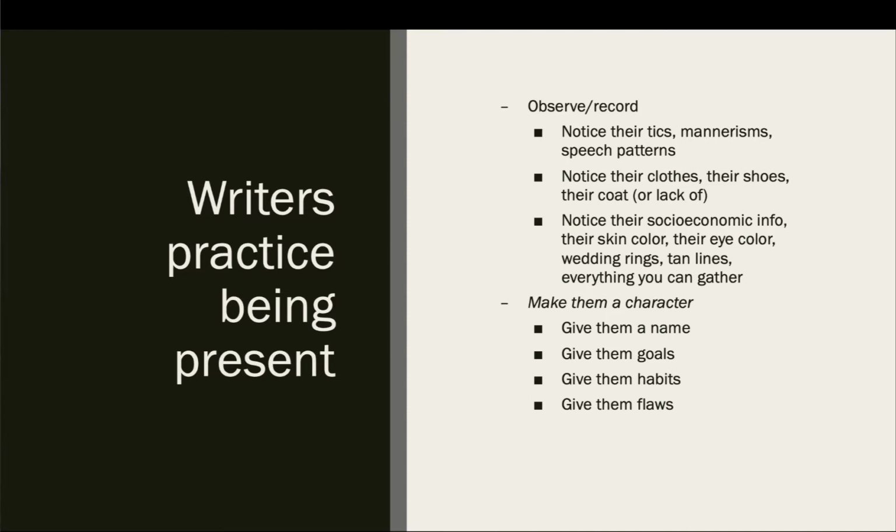Observe the character that you're creating, and notice, as if you're watching them in public, what are their tics, mannerisms, and speech patterns? Their clothes, their shoes, their coat, or lack of a coat. Notice their socioeconomic level, their eye color, skin color, wedding rings, tan lines. Any piece of their person that's observable, you should note. And then make sure that you give your character a name, goals, habits, and flaws.